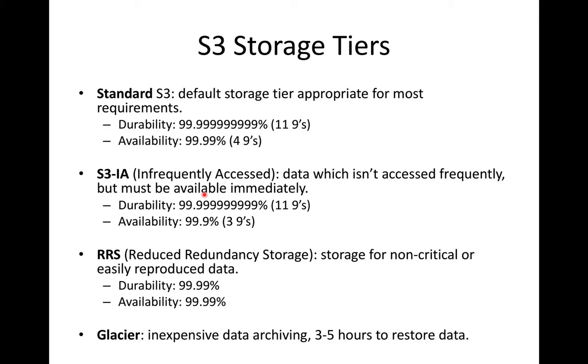The first one is what we call S3 IA, which is S3 infrequently accessed storage. And this is for data which isn't accessed all that frequently. But when the data is accessed, it must be available to the application immediately. This is a slightly cheaper storage tier than the standard one. In this case, again, you get the 11 nines of durability, but the availability is lower. Instead of 4 nines of availability, there's 3 nines of availability.